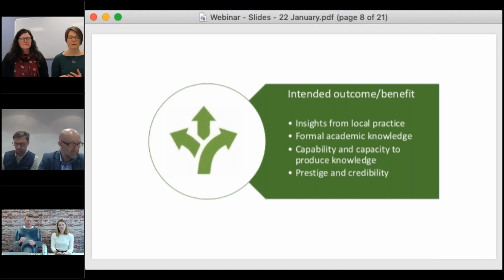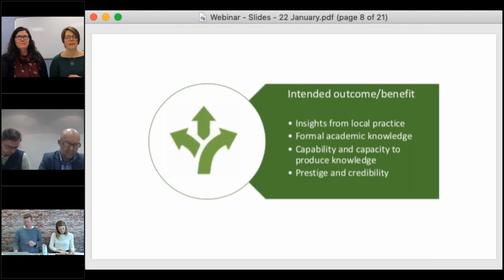And the final possible outcome was a bit of a surprise to us, to be honest, but was very real in both the literature that we looked at and the data which we collected. And this was about maintaining or increasing the prestige and credibility either of the healthcare or of the academic organisation. So an example of this would be an embedded researcher with a remit to produce knowledge about the outcomes and performance of a service which could be used to seek or maintain funding for that service. And we had at least two specific examples where this was one of the main intended outcomes of an initiative.